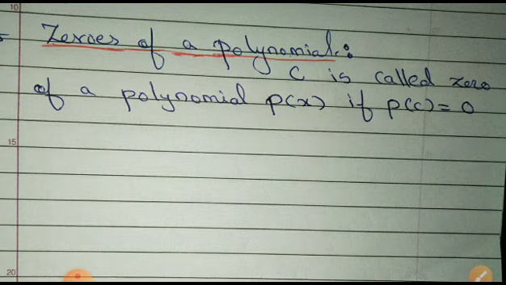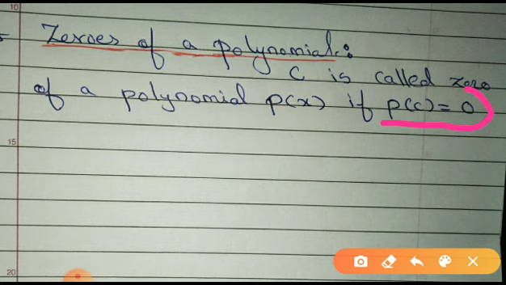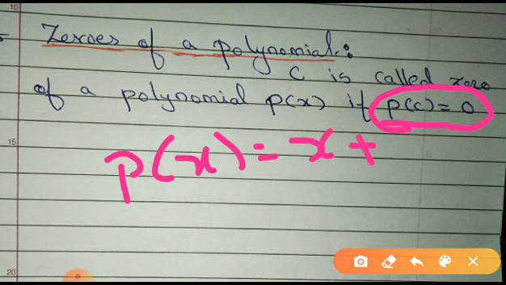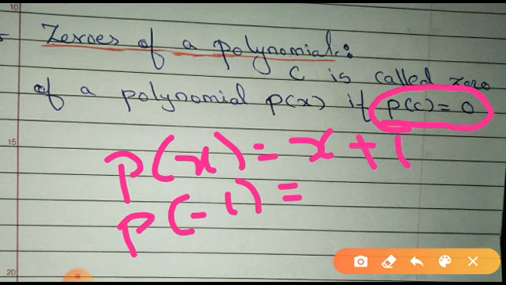Okay. Now next we'll see what is a zero of a polynomial. Now we say that c is called the zero of the polynomial p of x if p of c is equal to 0. That means, suppose I have p of x is equal to x plus 1 and I need to find p of minus 1. So what to do? Wherever there is x, substitute the value as minus 1. So minus 1 plus 1, the answer comes out to be 0. That means x equal to minus 1 is a zero of the polynomial p of x.